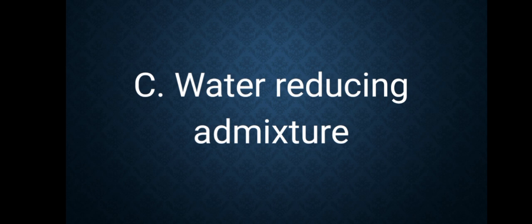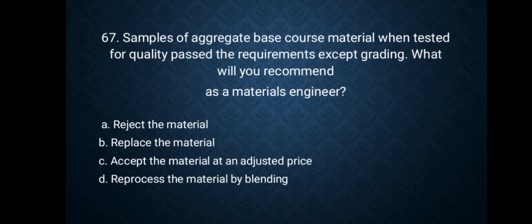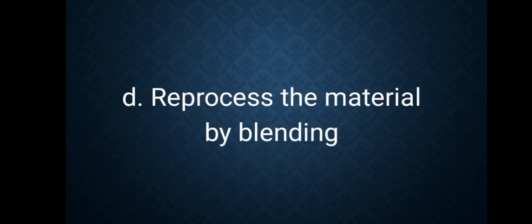So, number 67. Samples of aggregate base course materials when tested for quality pass the requirements except grading. What will you recommend as a material engineer? A. Recheck the material. B. Replace the material. C. Accept the material at an adjusted price. D. Reprocess the material by blending. So the answer is reprocess the material by blending. So, D ang kanya answer.